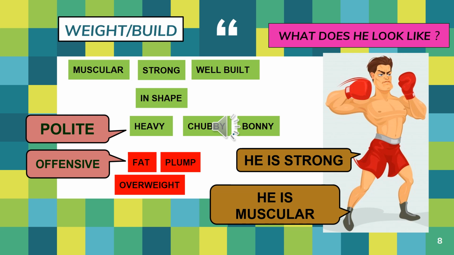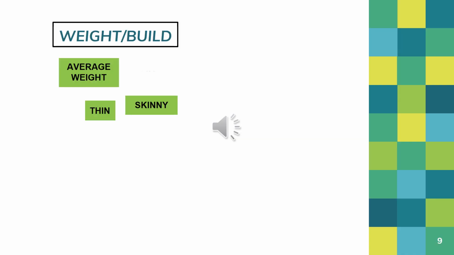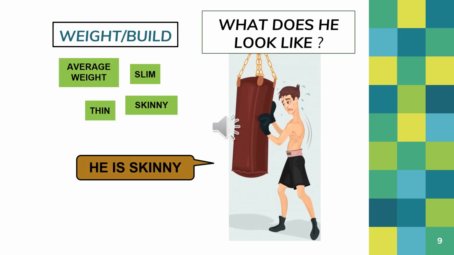The example sentence: what does he look like? You can see in the picture the man is strong, so the sentence will be he is strong, or we can say he is muscular. Additional vocabulary to describe someone's weight or build are average weight, slim, thin, and skinny. In this picture, you can see the man is skinny. So the sentence will be, he is skinny.